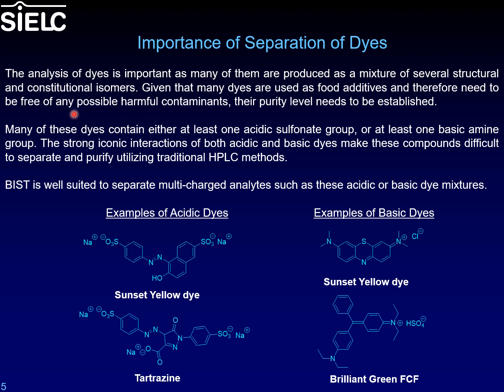Many such dyes actually contain ionizable groups, such as the acidic sulfonate groups shown down below, as well as basic amine groups shown down below here. And these different ionizable groups can participate in strong ionic interactions that make them separable under different conditions. And it's because of this that BIST is a technology that's well suited to separate multi-charged analytes.